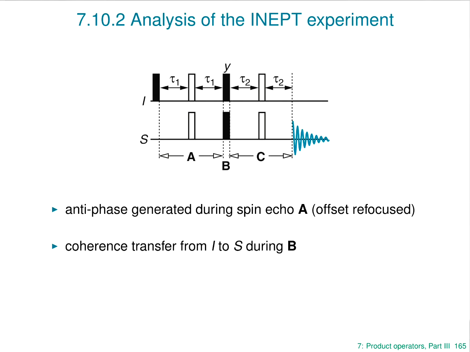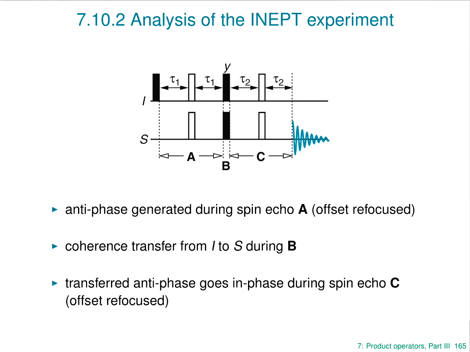Period B is just a couple of 90-degree pulses, and those will transfer the antiphase signal on I into an antiphase signal on S. So that's the coherence transfer step. So now the signal is on S. And then if you look at period C, it's delay 180 delay again. So this is again a spin echo. What's going to happen during that delay is that the antiphase will go in phase, and again the offset is refocused. So this pulse sequence is just two spin echoes and a coherence transfer step.